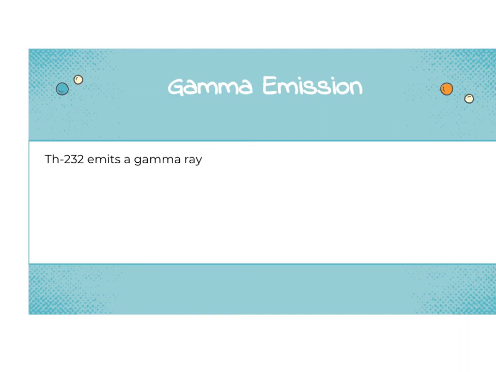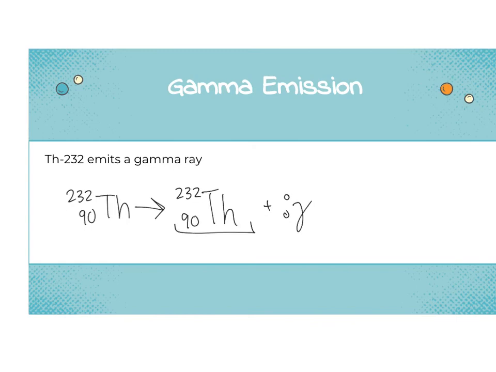Hopefully you gave that a try. Let's go at it. So we have thorium here. It's 232 for its mass. And if we check the periodic table, thorium has an atomic number of 90. It's going to be losing a gamma ray, which has no mass, no charge, and so these will stay the same. It'll still be 232 and 90, so it will still be thorium.